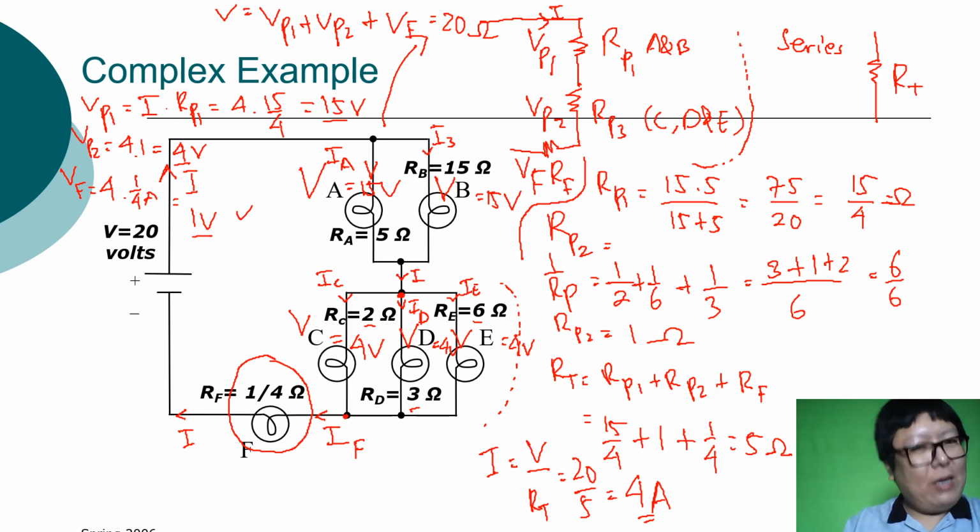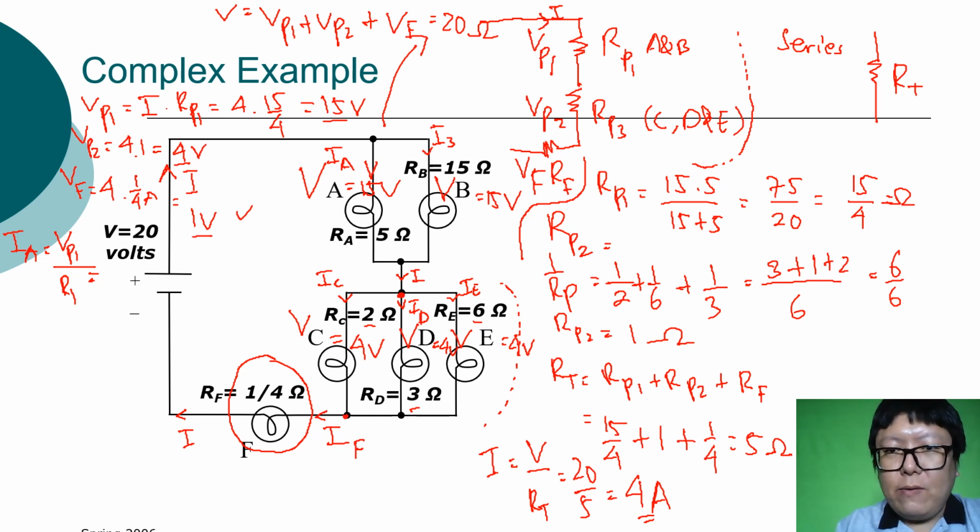And after this you can calculate the I. You can use the ratio 1 or you use the voltage. Because I have already got the voltage, so I don't use the ratio anymore. But you can use the ratio 1 if you want. So IA is equal to VP1 over R1, equal to VP1 is 15 over the R1 is 5. Then I get 3 amps.